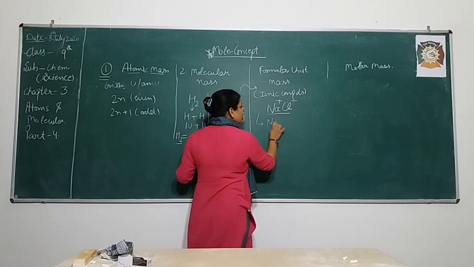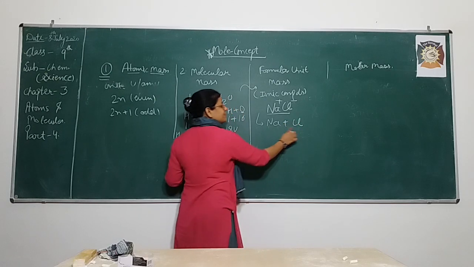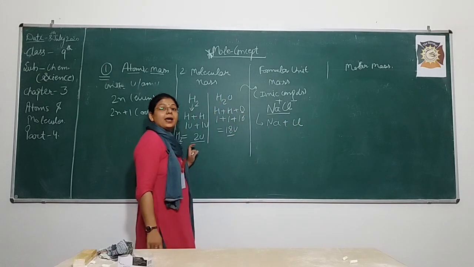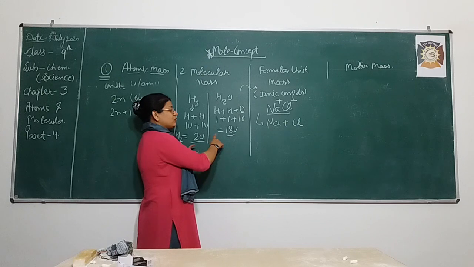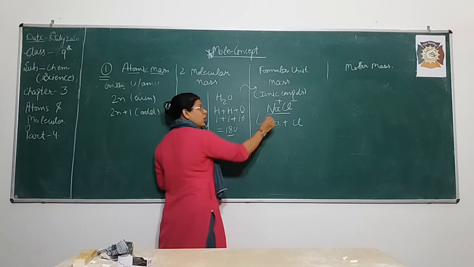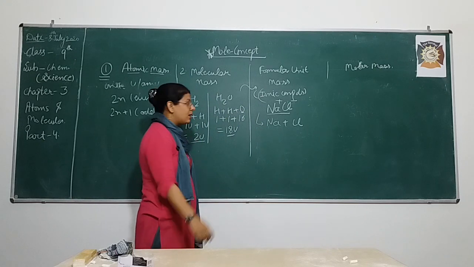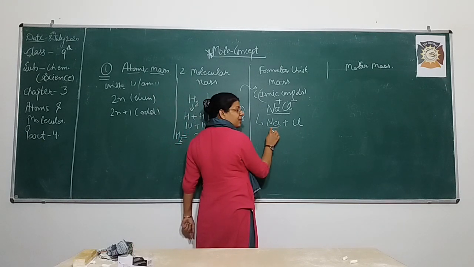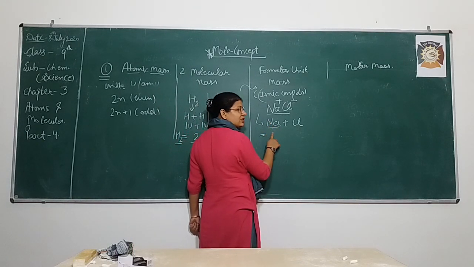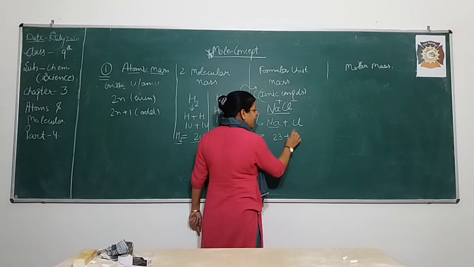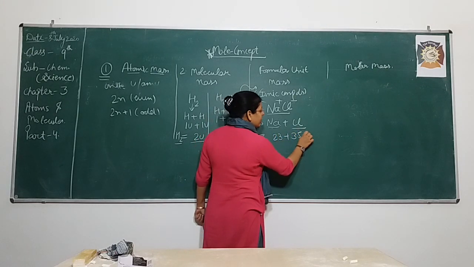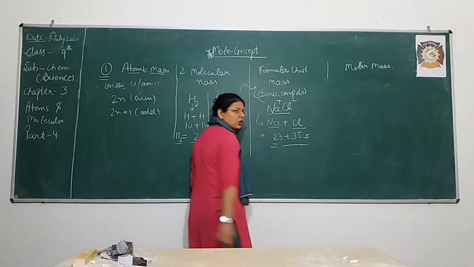What you have to do? You just have to add the respective masses of these elements. The procedure to calculate the mass is the same. The only difference is applicable only in case of ionic compound. So for sodium, atomic number 11, odd, so 11 times 2 is 22 plus 1, 23, and for chlorine it's 35.5. So you can add it.